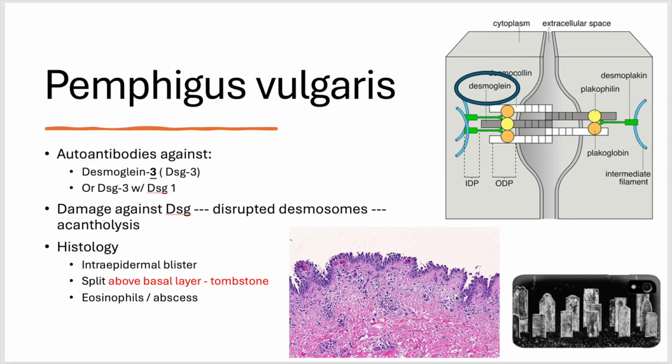So overall, there are several key points I want you to remember: mucosal erosions, flaccid blisters, intraepidermal split, and tombstone. So that's pemphigus vulgaris. And also because the separation is so high, inside of the epidermis, that's the reason we have the flaccid and fragile blister. That is the reason.